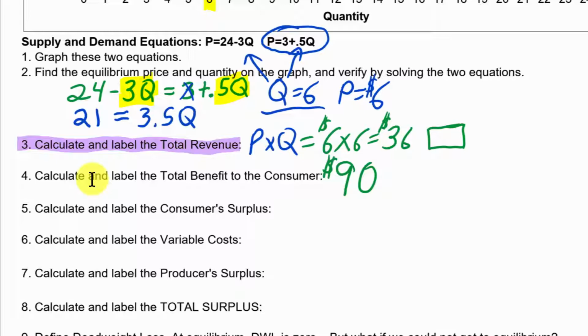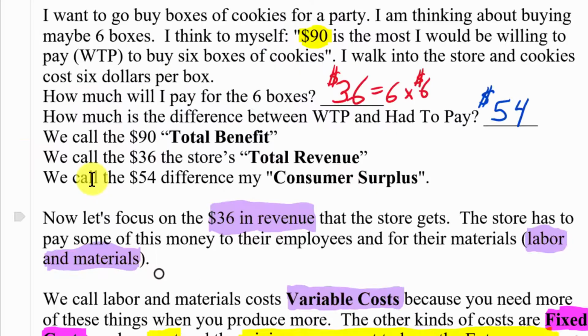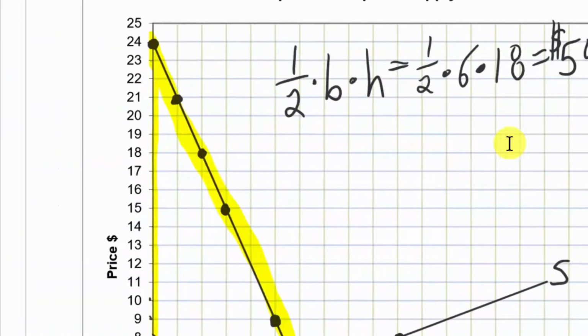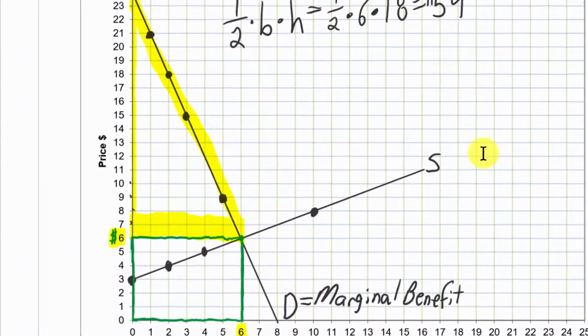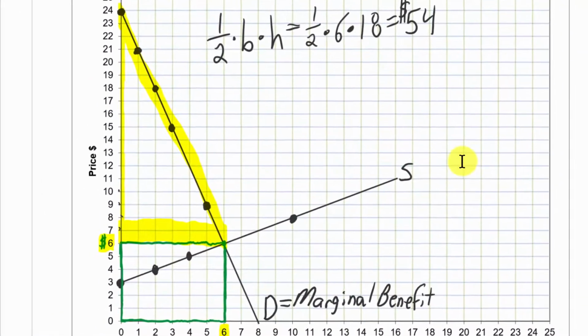All right, now, the next question says, let's calculate and label the consumer surplus. Well, let's go back to our story. In our story about cookies, the $90 was the total benefit, the most we're willing to pay. $36 is the total revenue. The difference between the $90 in total benefit and the total revenue is consumer surplus. Hey, wait a minute. I think I see where that consumer surplus has to be on our graph.